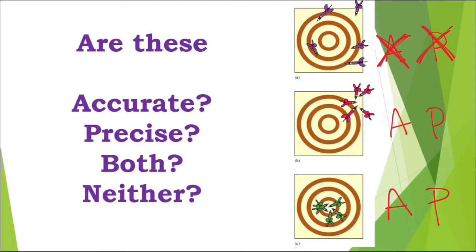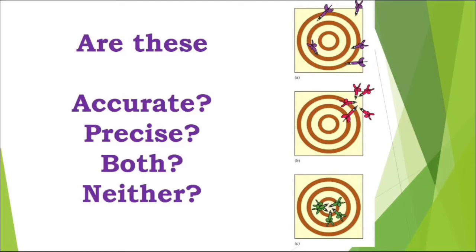That second example, also not accurate because once again, we don't have any darts anywhere close to the goal, close to the center. But these darts are precise because at the very least they are close together. And then of course this last example, we are accurate because all of those darts are hitting the center, and because they're all close together still and at the center, that means that we are also precise. So hopefully that helps you visualize things a little bit more.